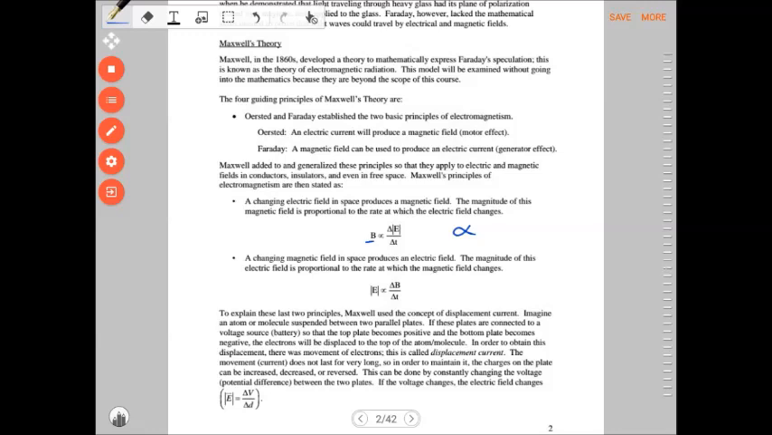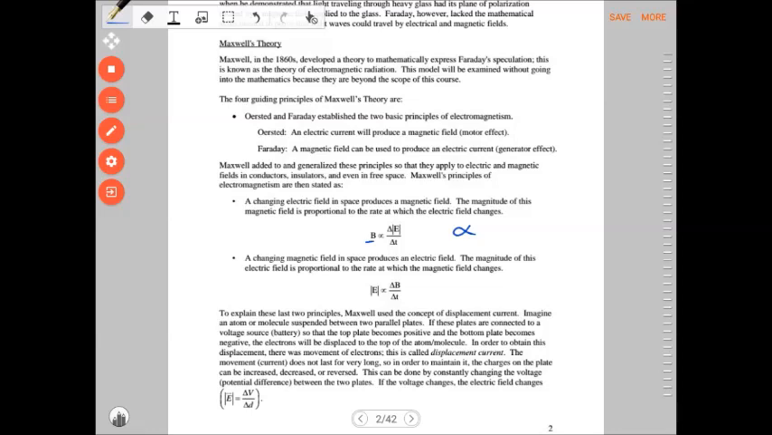Well, wait a second. If a changing electric field makes a magnetic field, and a changing magnetic field makes an electric field, and vice versa, then they're going to work together, right? Well, remember, this is called electromagnetism, electricity and magnetism.